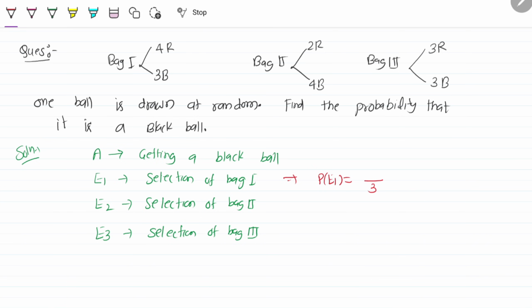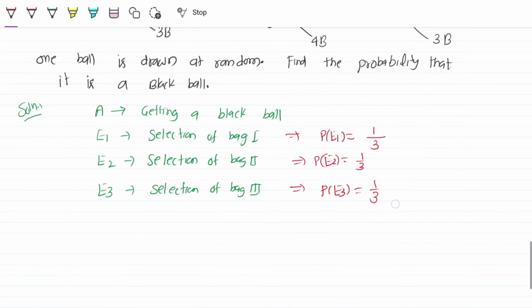Now total 3 bags, you want to select 1 bag, 1 by 3. PE2 will be 1 by 3 again. Total 3 bags, you want to select 1 bag. PE3 is also 1 by 3. Suppose for example, if there is a 4th bag, then PE1 1 by 4, PE2 1 by 4, PE3 1 by 4, and PE4 1 by 4. So this is how we will decide partitions E1, E2, E3, and then requirement.